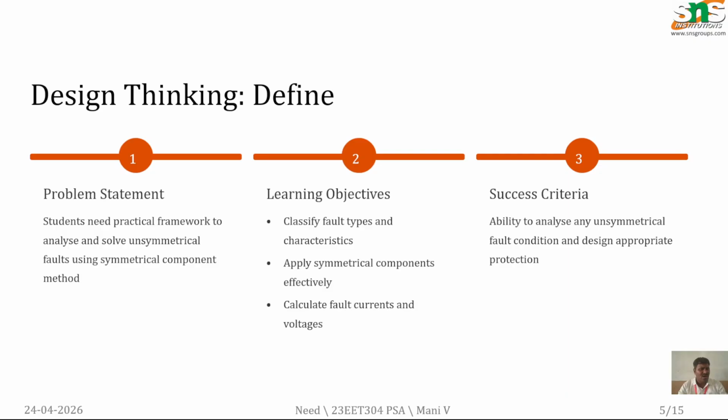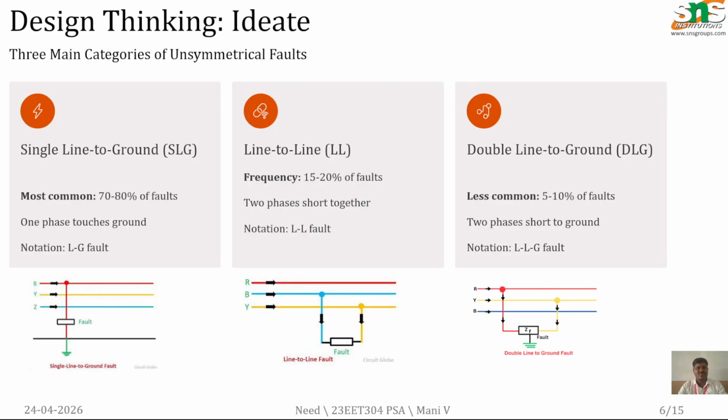Here we have to analyze and solve the unsymmetrical fault using the symmetrical component method. First of all, we have to classify the different types of fault and their characteristics. Then we apply the symmetrical components effectively, and from that we can calculate the fault current and voltages. In the ideal stage, these are the different types of unsymmetrical fault.